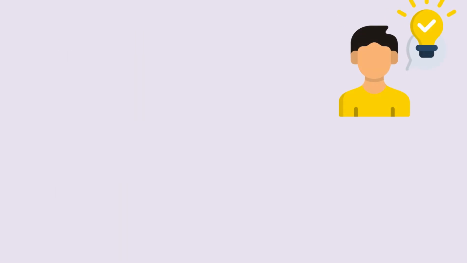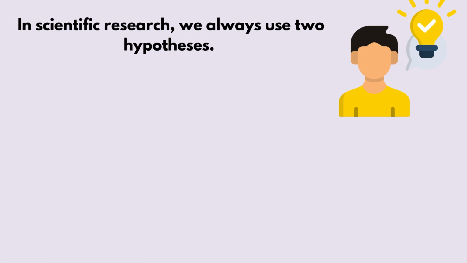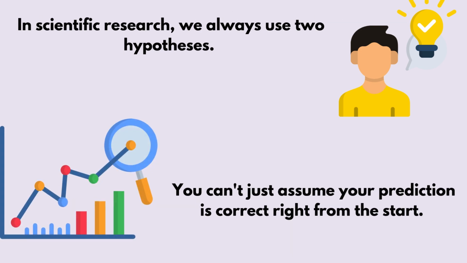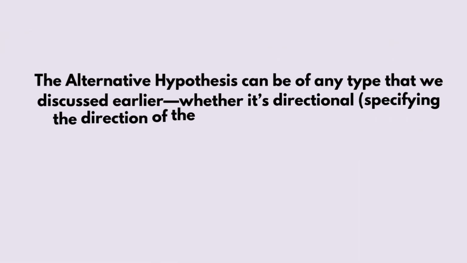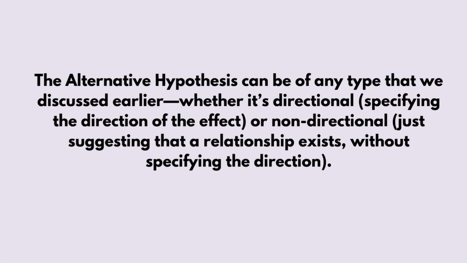Now, this is the key thing to understand. In scientific research, we always use two hypotheses. You can't just assume your prediction is correct right from the start. One is the alternative hypothesis, and the other is the null hypothesis. The alternative hypothesis can be of any type that we discussed earlier, whether it's directional, specifying the direction of the effect, or non-directional, just suggesting that a relationship exists, without specifying the direction.